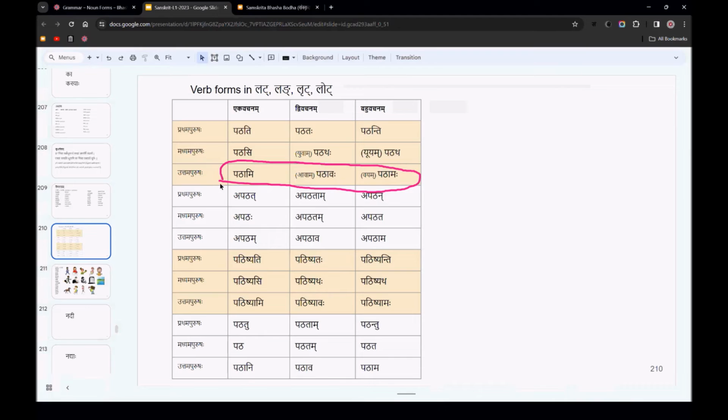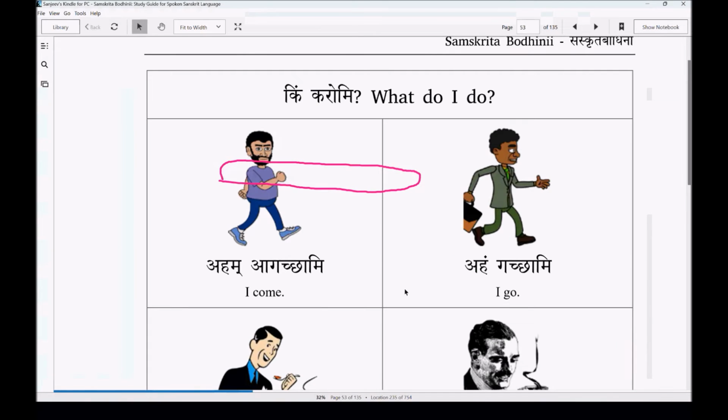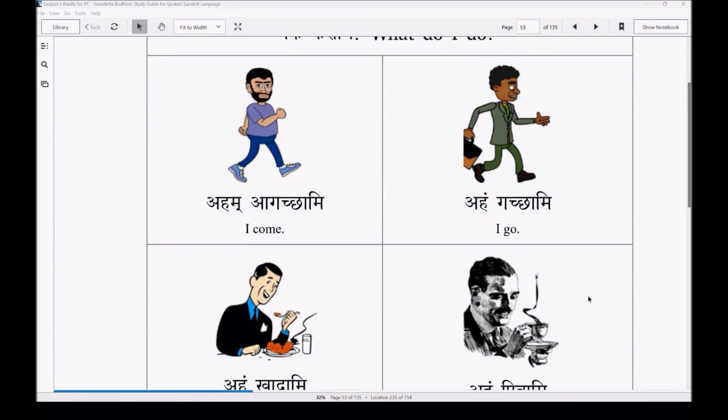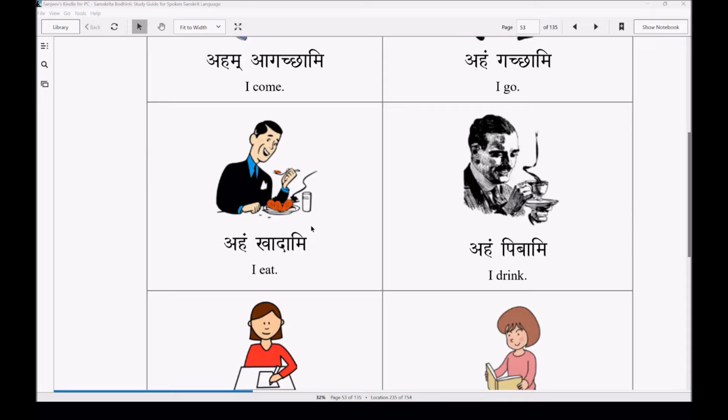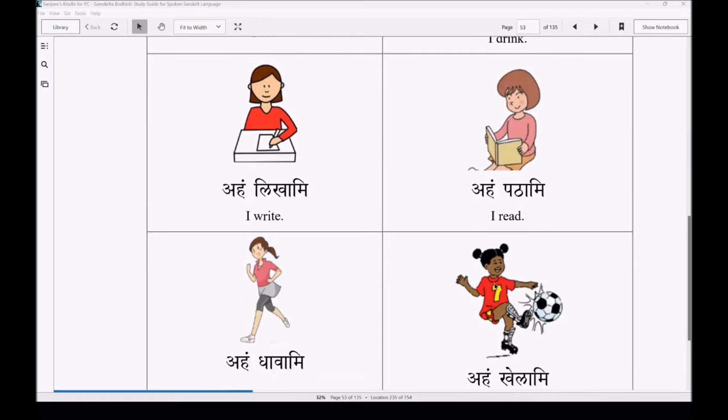Aham agacchami. So this was like a patami kind of form. Aham patami or aham agacchami. I come. Aham gacchami. I go. Aham khadami. So I eat. Aham pibami. I drink. Aham likhami. Aham patami. Since there is no linga bheda, there is no difference in the verb forms because of gender. There is no gender for verb forms.